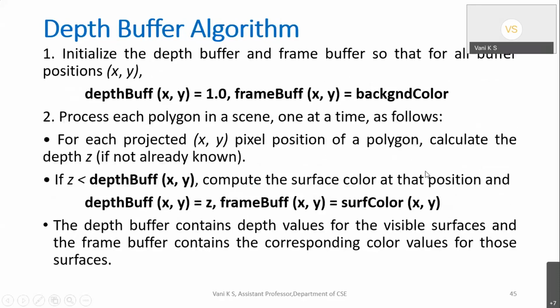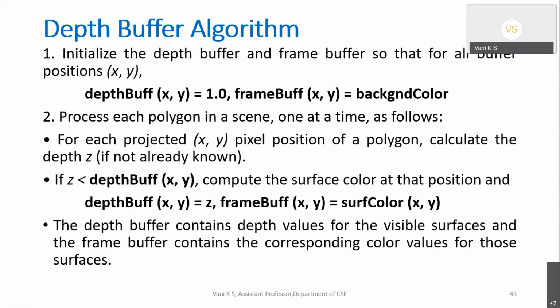What is the algorithm? How does it learn? How does it run? As I told, two buffers are required here. Depth buffer, all the content set to 1.0. Frame buffer, all the content set to the background color. Now, what will be the procedure in this algorithm?